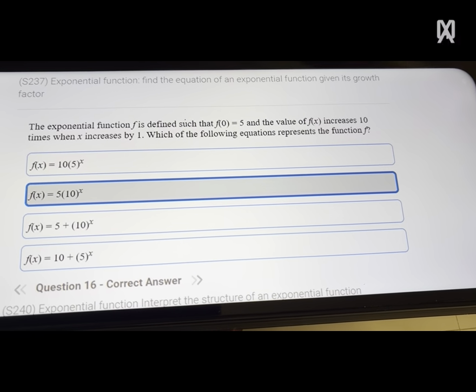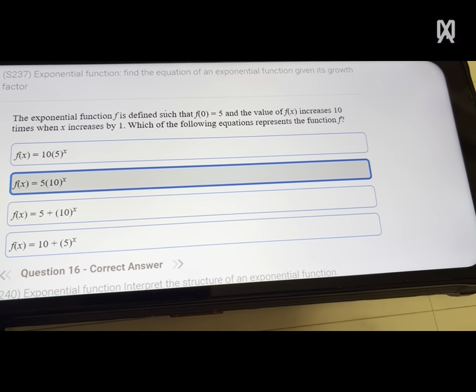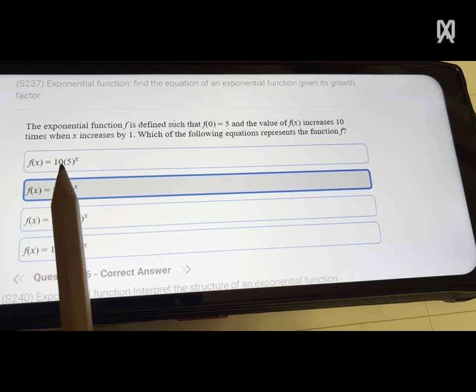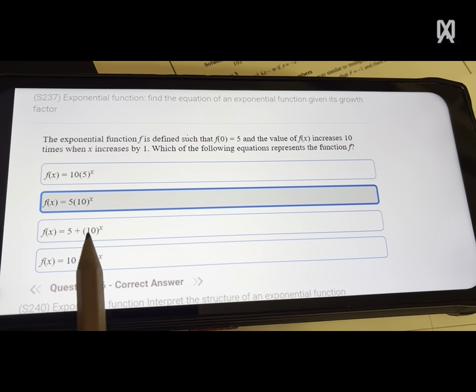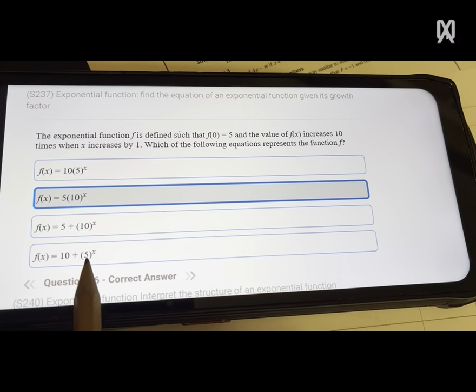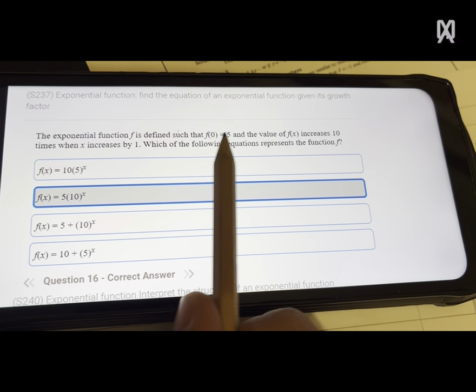Question 15, the exponential function f is defined such that f of 0 is equal to 5. So when x is 0, y is 5. Here when x is 0, it's 10. When x is 0, it's 5, so this is correct. When x is 0, this will be 1, so 5 plus 1, 6, so wrong. Here when x is 0, 10 plus 1, 11. So only this is the correct answer. When x is 0, y is 5.